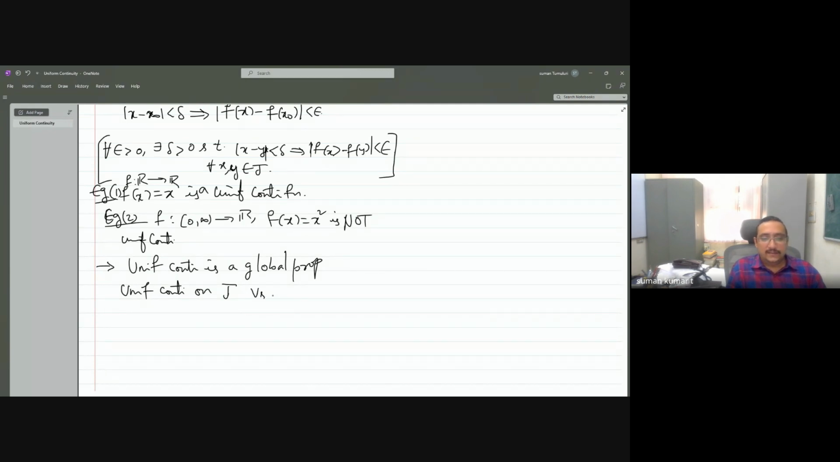On the other hand, you say continuity at x naught. Uniform continuity as a whole, you talk always, but continuity at a point. Of course, you can still say continuity on an interval. Continuity on J and uniform continuity on J, these two are different things. So typically continuity is a local property.